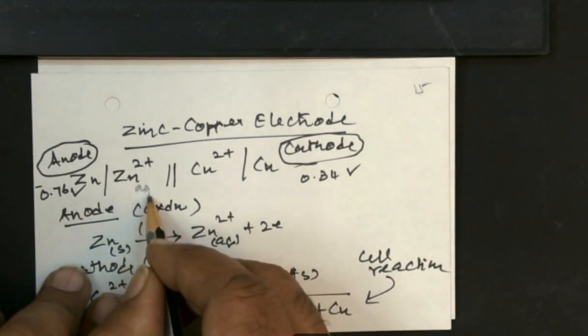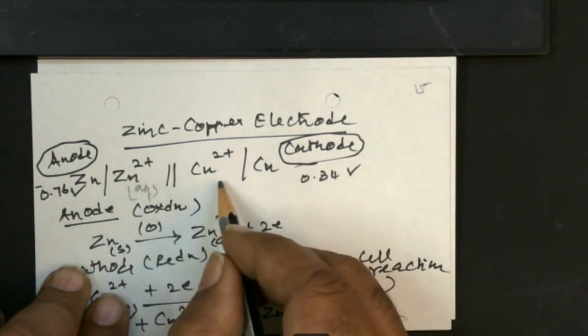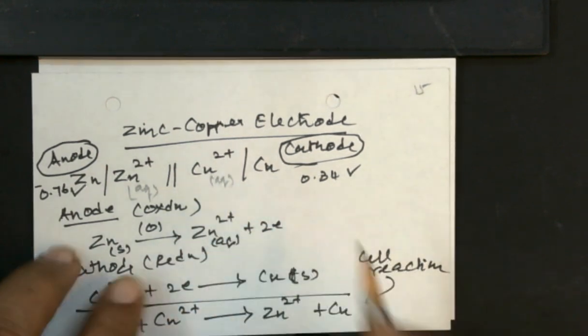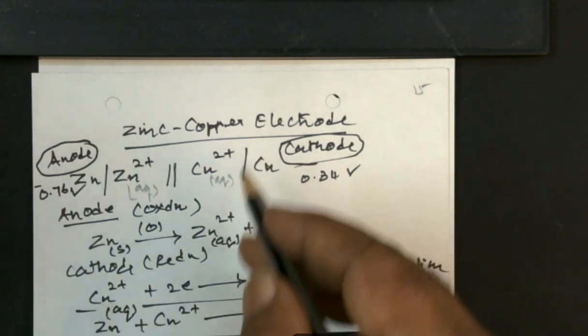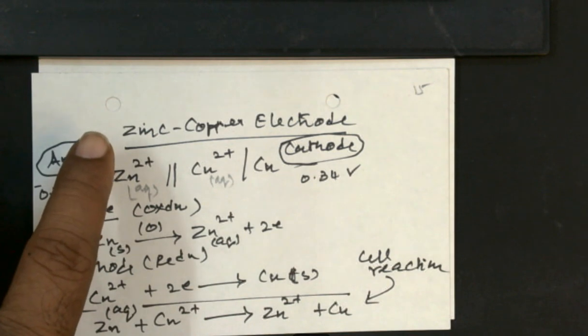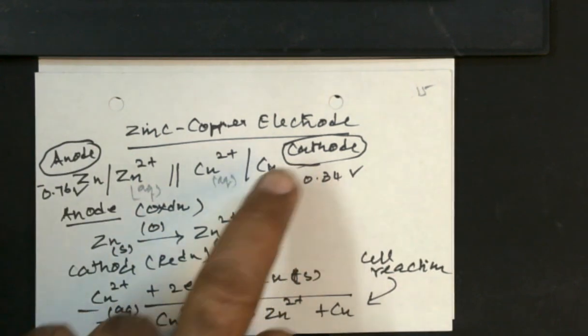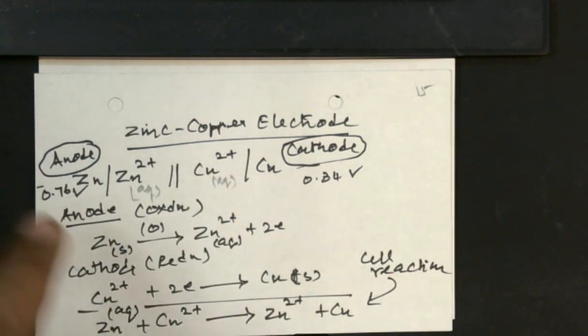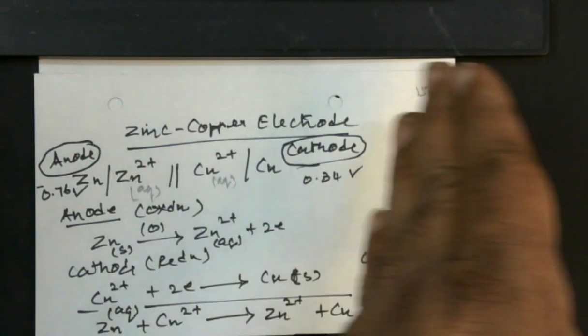So aqueous solution of zinc sulfate and aqueous solution of copper sulfate, and simply it can be represented in the ionic form. So zinc slash zinc 2 plus, double slash, copper 2 plus slash copper. It means a zinc electrode is dipped in zinc ion solution, copper electrode is dipped in copper 2 plus ion solution. So here, as I already mentioned, by convention you have to introduce the anode on the left side, cathode on the right side.